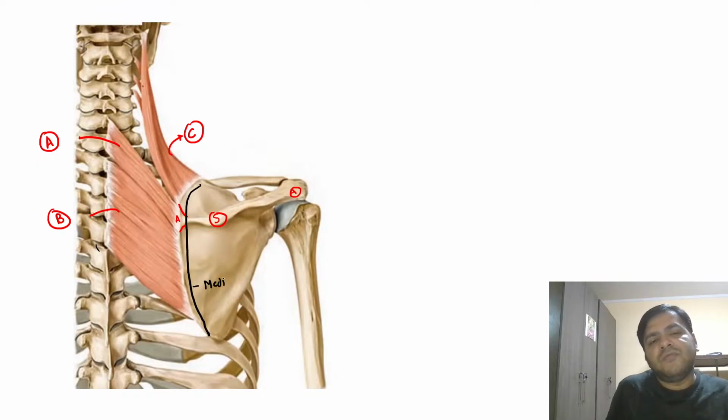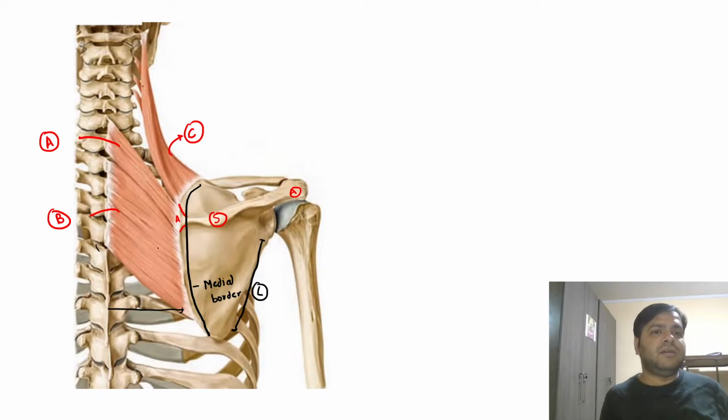Medial border. Obviously, it is closer to the midline. It is the longest border, right? It is closer to the vertebra. That's why we have the medial border. We have the lateral border over here, right? So the medial border, we have apex, yes, of the spinous process. You can see. So can you name these three muscles?